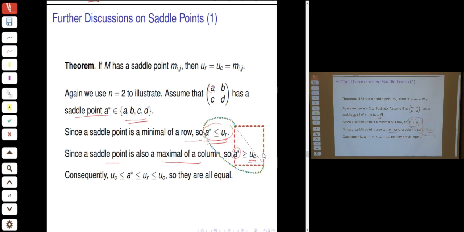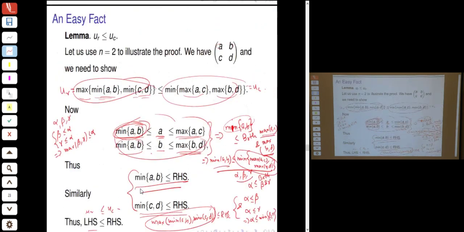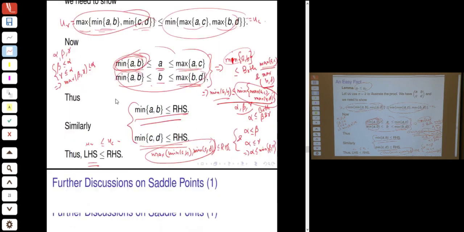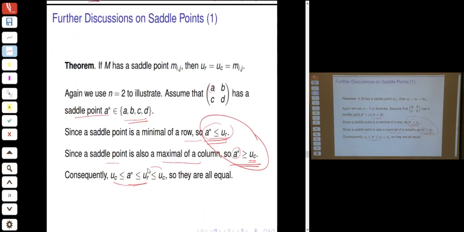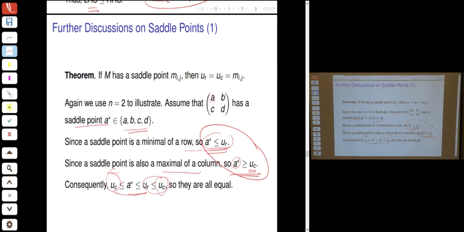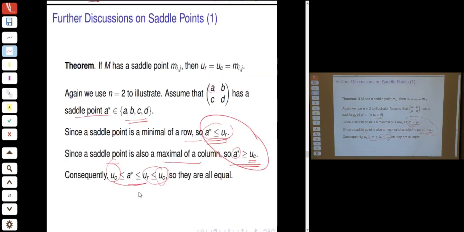If you combine these two inequalities, you can express it as UC less than or equal to A* from here, and A* less than or equal to UR from here. But from the previous slide, we have UR is less than or equal to UC always. So on the left-hand side you have UC, on the extreme right you have UC, and you have less than or equal to signs. The only way this is possible is that all the numbers in between are equal, and therefore UR is equal to UC is equal to A*, which is the value of the saddle point. Okay. Any questions?